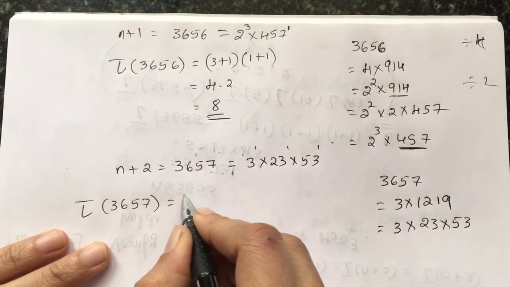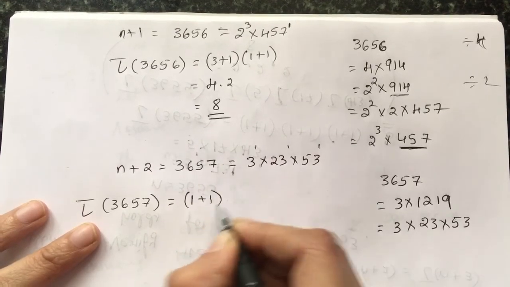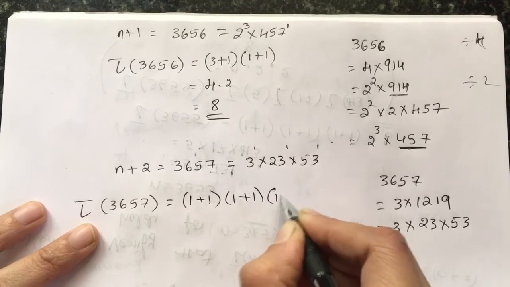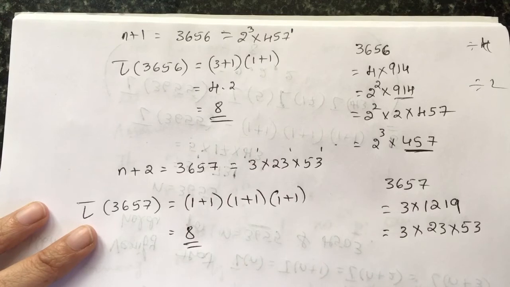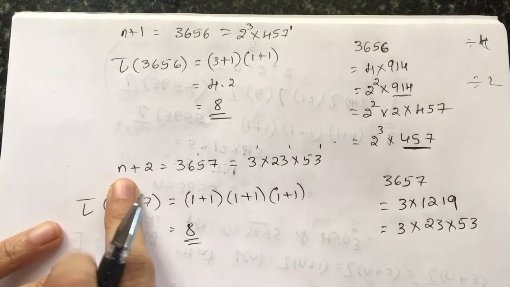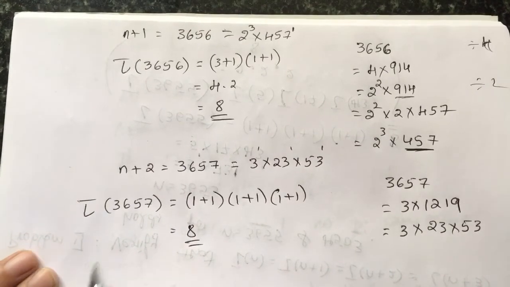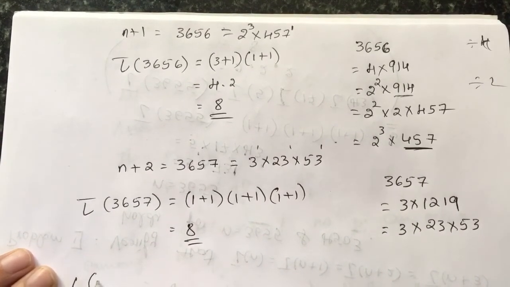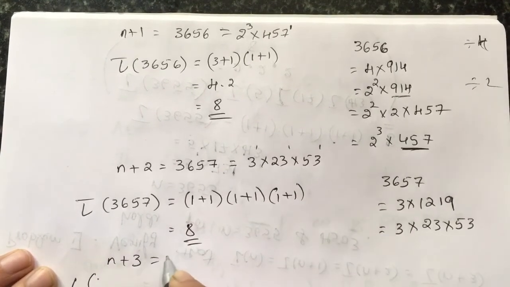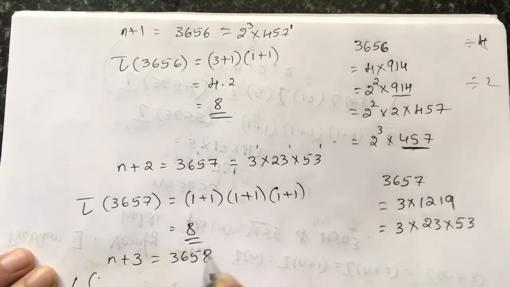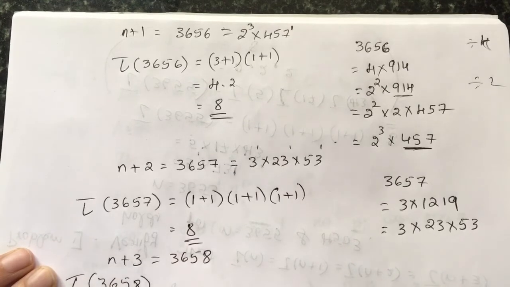Again these are prime, so powers are 1, so we can directly write tau of 3657: 1 plus 1 into 1 plus 1 into 1 plus 1. So it's 2 power 3, which is equal to 8. So you observed one more thing, tau of n equal to tau of n plus 1, which is equal to tau of n plus 2. The last possibility is tau of n plus 3. It's 3658. Tau of 3658.